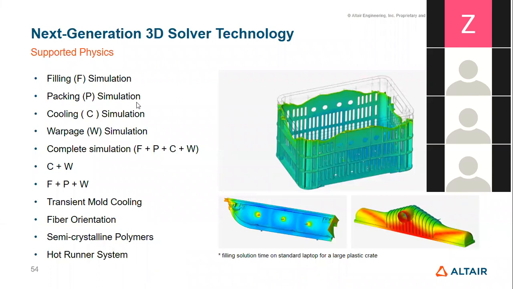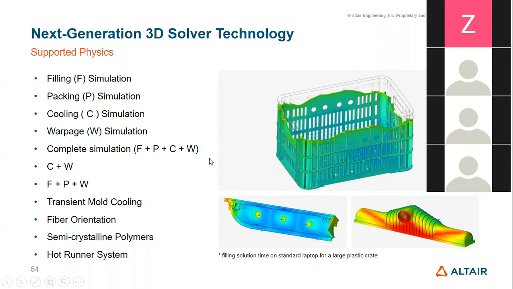In the cooling, how your component is cooling and what type of defects you are getting during the cooling, just like sink marks. And the last one is the warpage. Once you eject the component from the mold, it gets some deformation in its shape due to uneven cooling, you can say. So you can run all these four individually, or you can go for the complete simulation: filling, packing, cooling, and warpage. Complete simulation package means detailed simulation.